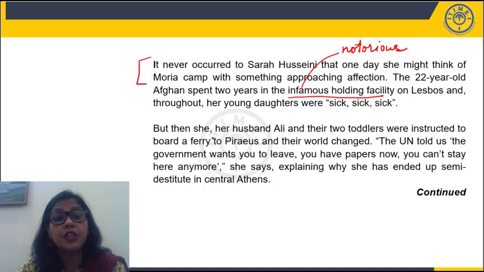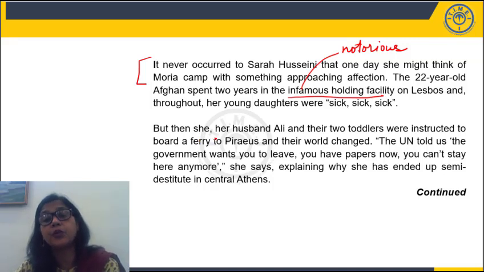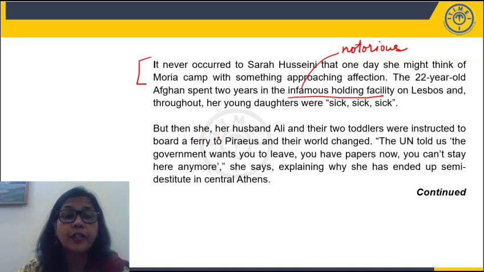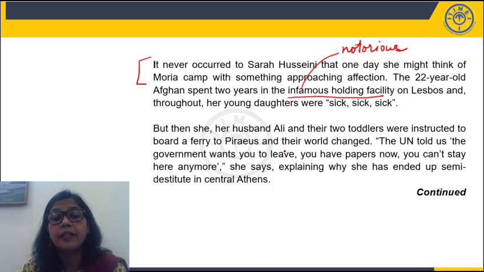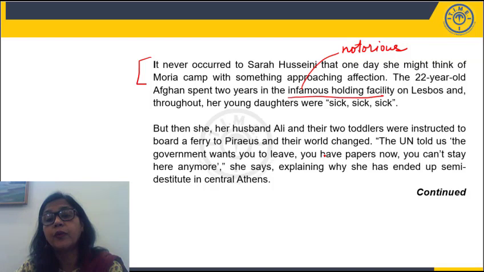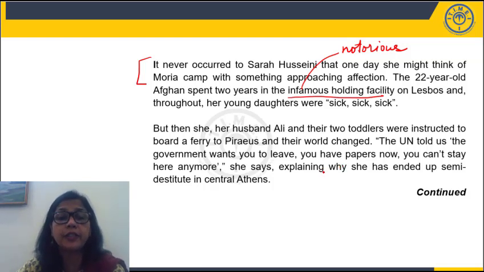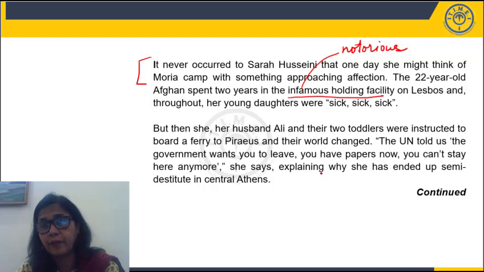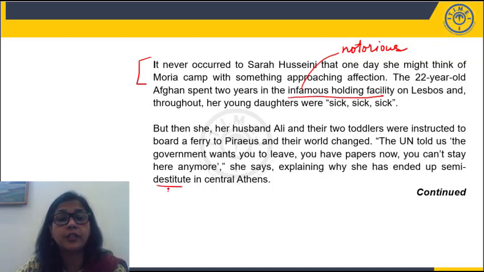Now, but then she, her husband Ali, and their two toddlers were instructed to board a ferry to Piraeus, and their world changed. The UN told us the government wants you to leave. You have papers now. You can't stay here anymore, she says, explaining why she has ended up semi-destitute in central Athens. Semi-destitute. Destitute, you can say, is a synonym for poor.